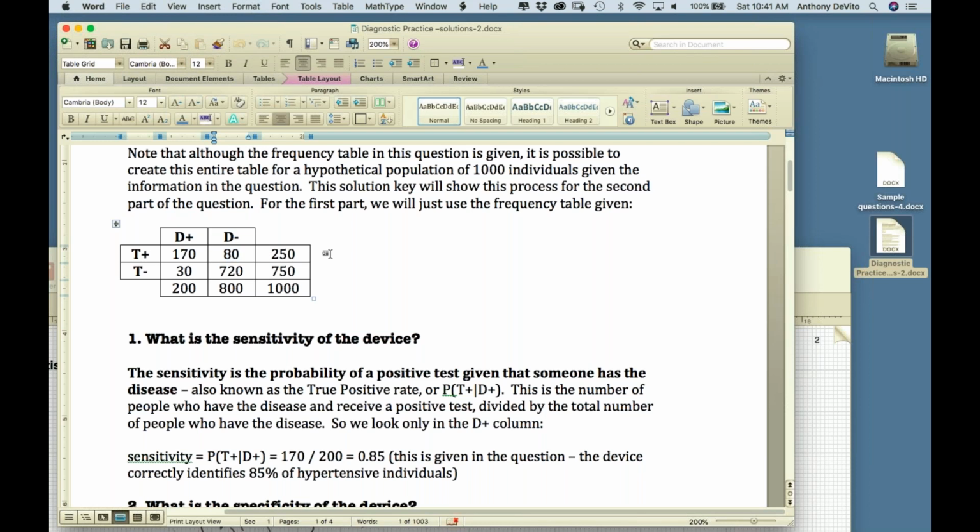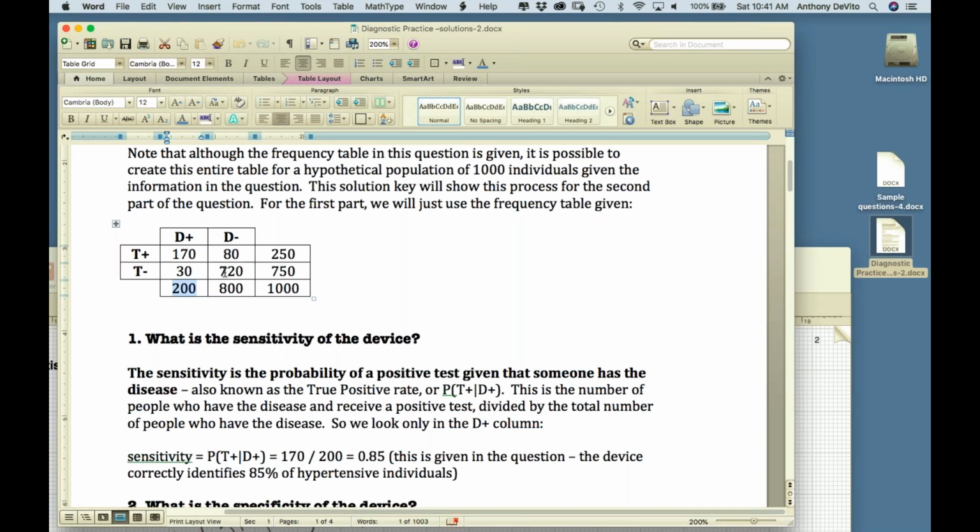So in this case, the sensitivity would be how good you are at predicting that people have the disease among people that do have it. That's the sensitivity. So sensitivity is 170 over 200, which I think is 85%. 170 divided by 200. 200 people have the disease, you got it right for 170 of them.